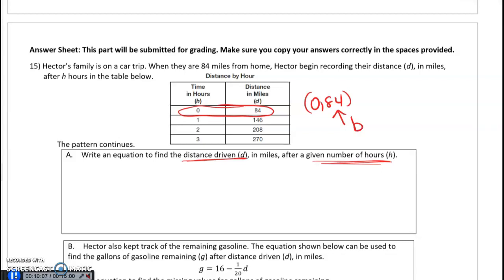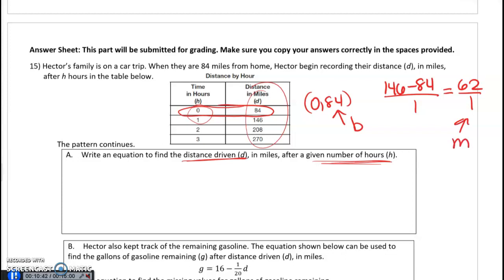Now we just need to find our slope, which is the difference in y over the difference in x. So if we look at our y values here, the difference in the y values. You can pick any two values. I'm going to do 146 minus 84, and that gives me 62, over the difference in x, which would just be 1 minus 0. So I know that my slope is going to be 62.